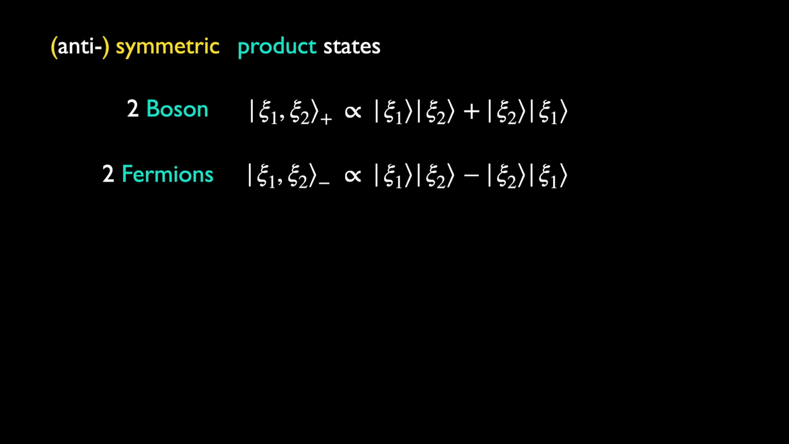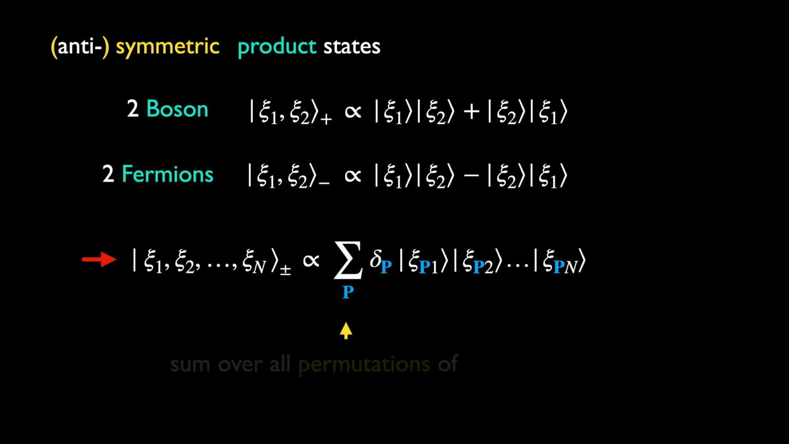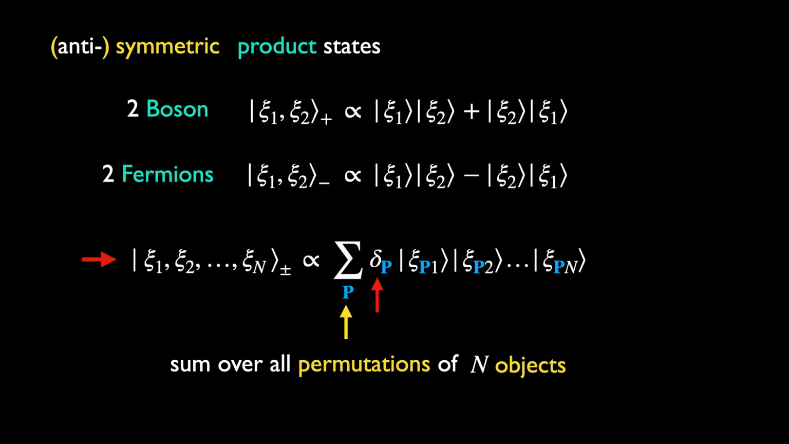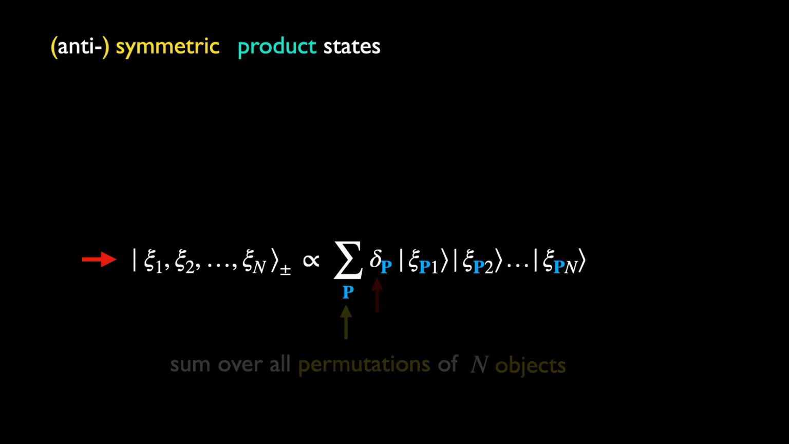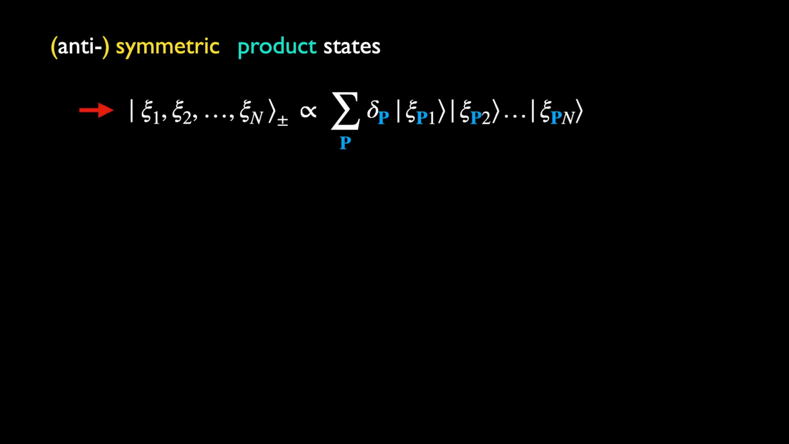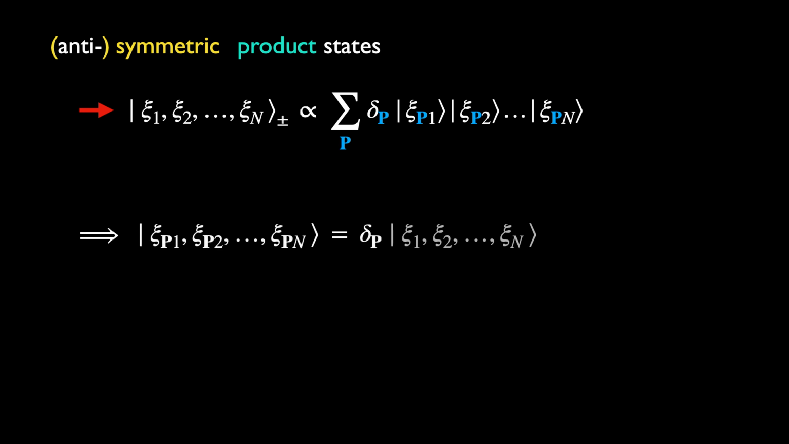By the same logic, the symmetric and antisymmetric states for n identical particles can also be constructed from single particle states. This is done by summing over all the permutations of the tensor products of xi1 to xin, together with the appropriate permutation signs. Let's check that this construction does indeed give the correct signs under permutations.